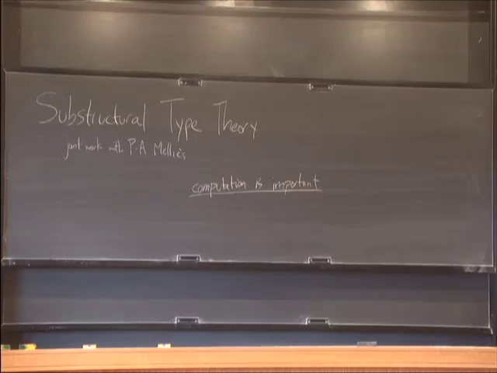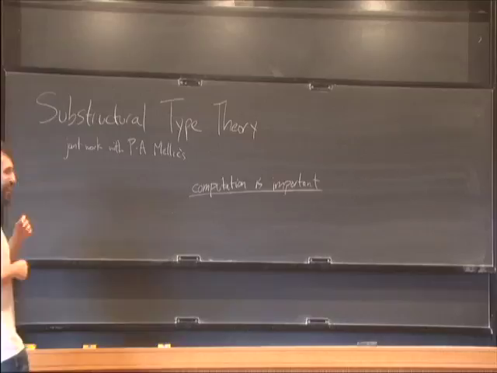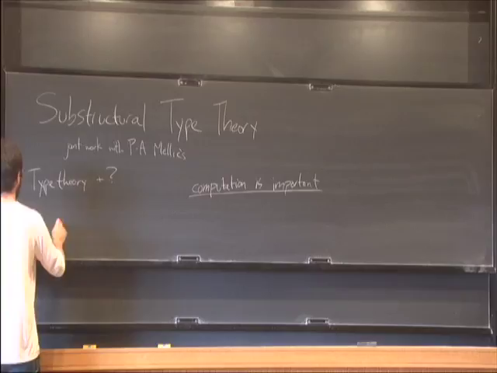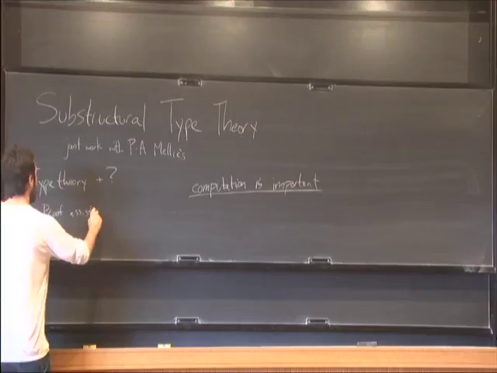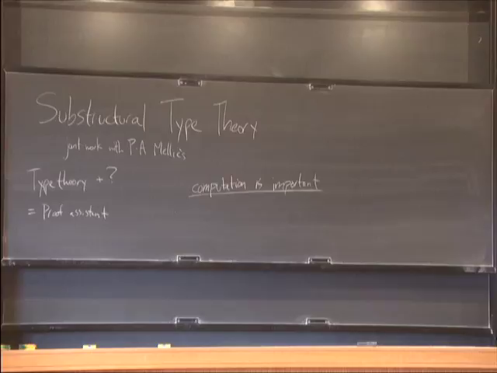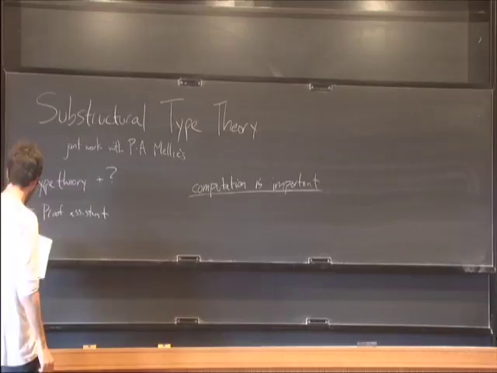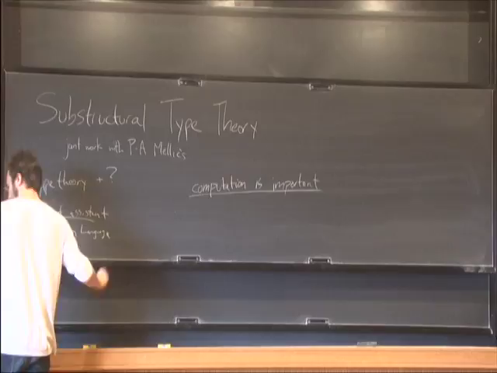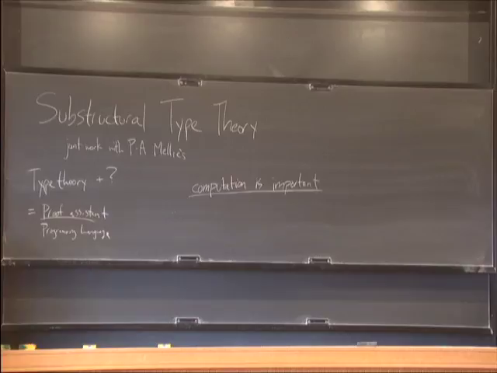André posed this nice question as an equation in one variable: type theory plus what is equal to proof assistant. And since the programming languages of the future are going to be proof assistants anyways, we might as well equivalently formulate this as type theory plus what is equal to programming language. Now, André suggested that the answer is probably not more type theory. What I want to try to persuade you is that, yes, it is more type theory, but in a broader sense of type theory.